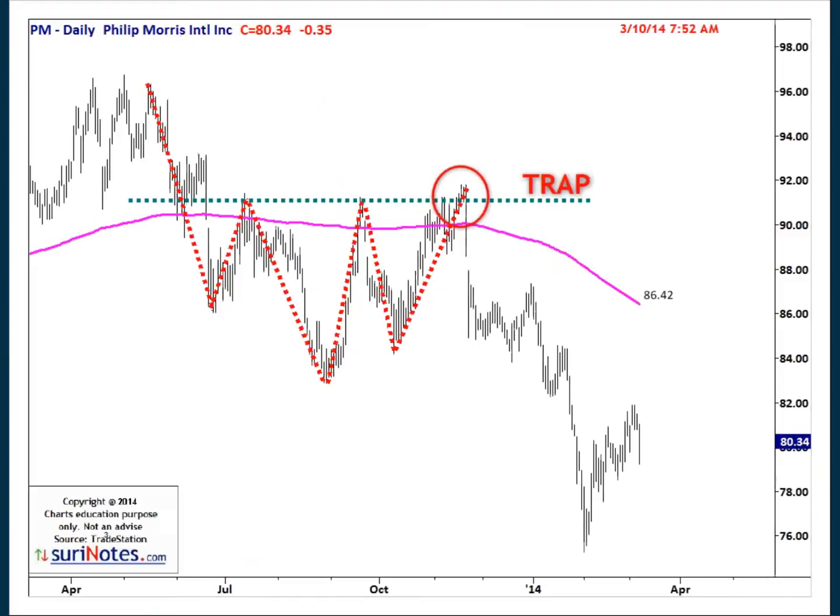Most of these failures you can spot, especially in a head and shoulders pattern. The failure occurs when the price starts trading below the right shoulder's high, or in this case low, because this is an inverse head and shoulders condition. So once that happens, you know that that's a failure.